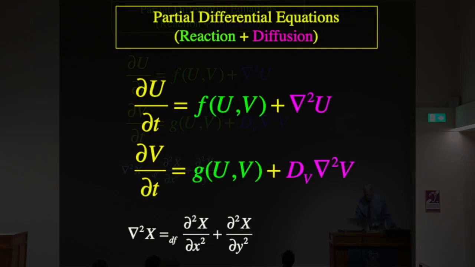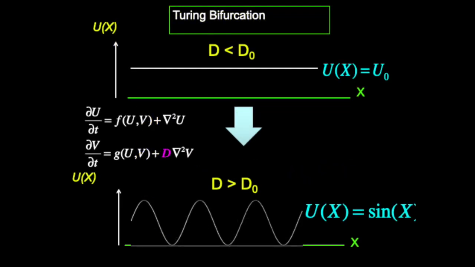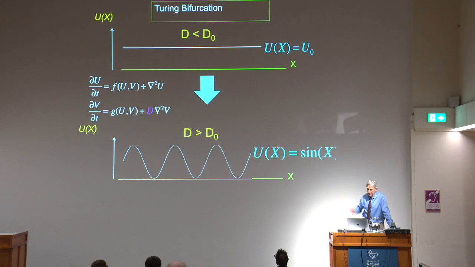We put this into a partial differential equation of the reaction-diffusion type. And there is a Turing bifurcation, which is really the Hopf bifurcation in space. Just like the Hopf bifurcation we saw before was in time, now the Turing bifurcation, sometimes called the Hopf-Turing bifurcation, is in space.